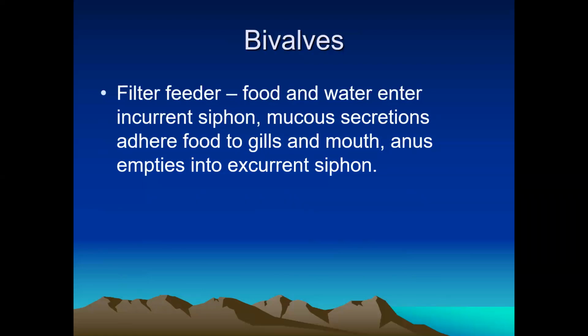Okay, so the food and the water are going to enter through the incurrent siphon. Mucus secretions help adhere food particles that are in that water to the gills as the water passes over the gills and mouth, and that traps the food there, so then it can be used. And then of course the anus, where waste products processed through are going to empty into the excurrent siphon. The excurrent siphon will send all that out.